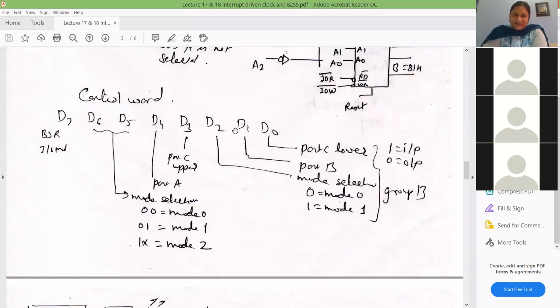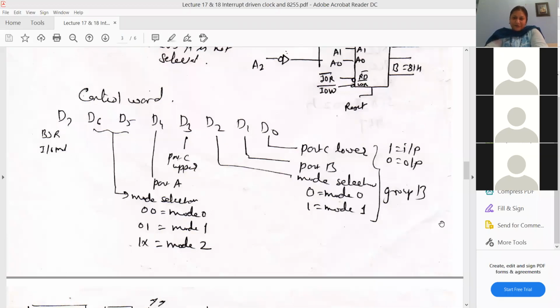We have already seen your control word pattern, but again we will see this. Your D0 bit is for port C lower, D1 is for port B, D2 is for mode selection of this, this is for PC upper, this is for port A, and these 2 bits together are for modes. And this is for input output mode. Now how to define the control word?